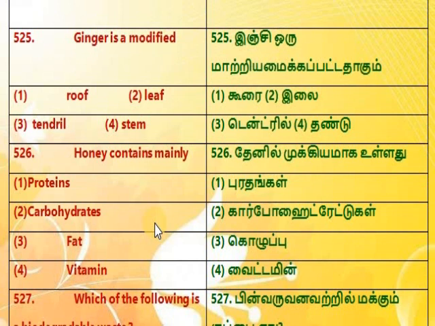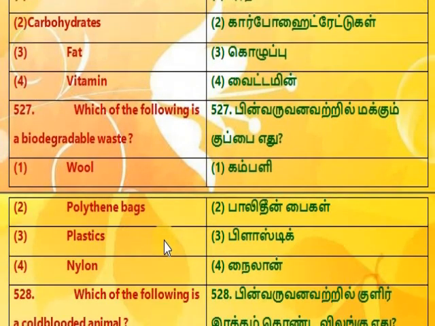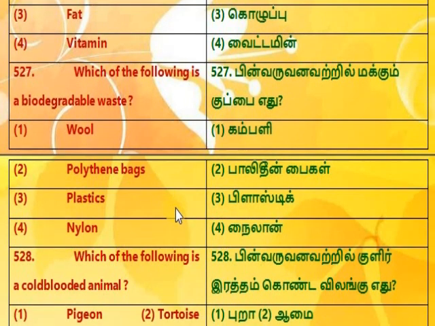525. Ginger is a modified 1. Root. 2. Leaf. 3. Tendril. 4. Stem. 526. Honey contains mainly 1. Proteins. 2. Carbohydrates. 3. Fat. 4. Vitamin. 527. Which of the following is a biodegradable waste? 1. Wool. 2. Polythene bags. 3. Plastics. 4. Nylon.